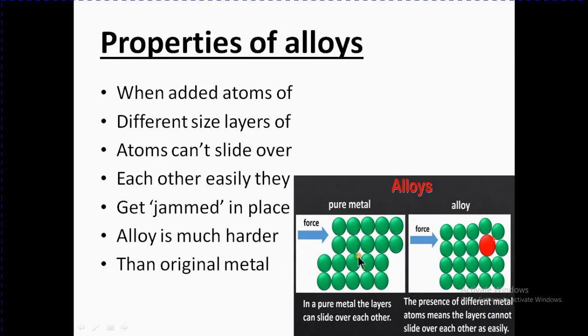So you can see here, if you apply force on a pure metal with a hammer or something, it will slide over. But when you add another element to it, the presence of different metal atoms means the layers can't slide over each other as easily. In this way it becomes stronger.